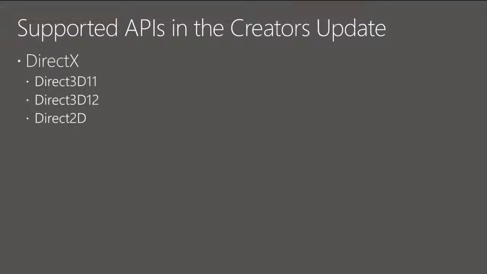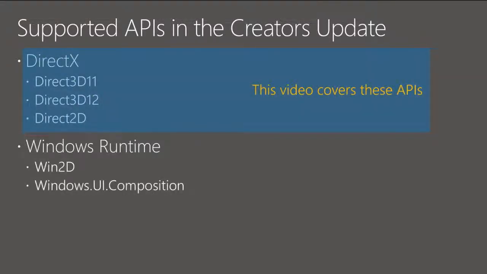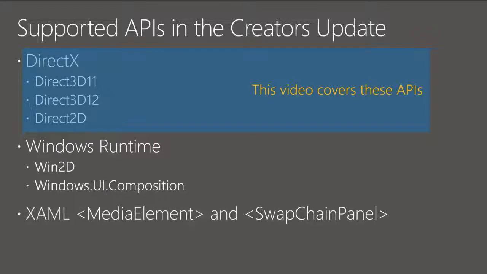All right, once you have the right configuration, you can use these APIs. The good old DirectX family, and this is, of course, what I'm going to focus on in this video. And their cousins, the WinRT APIs Win2D and the Visual Layer APIs. If you use XAML, you can play back video and use DirectX with the swap chain panel control. And if you're on the web platform, you can use the video tag.